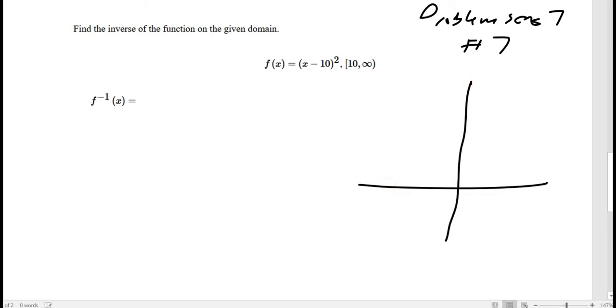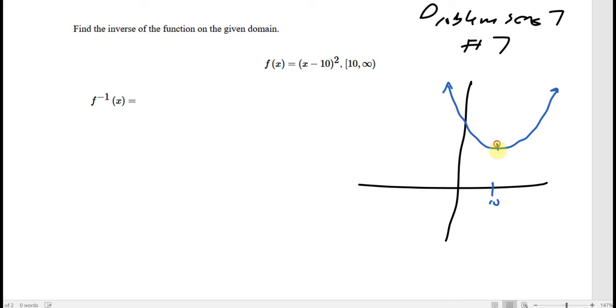We're looking at a parabola that's been shifted right 10 units, so it's going to look something like this. The x-coordinate there is 10. If this function didn't have the domain restriction and it's just that parabola, it does not have an inverse because it's not one-to-one. Remember, only one-to-one functions have inverses, so it has to pass the horizontal line test.